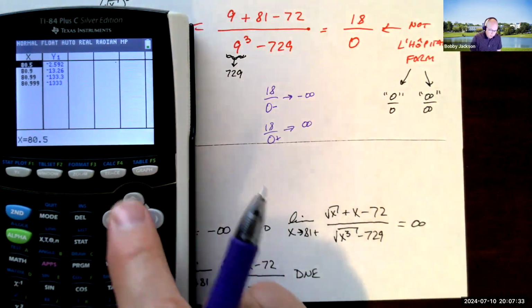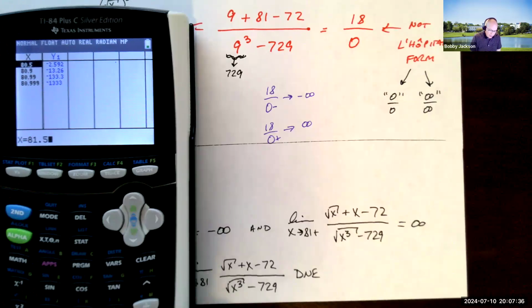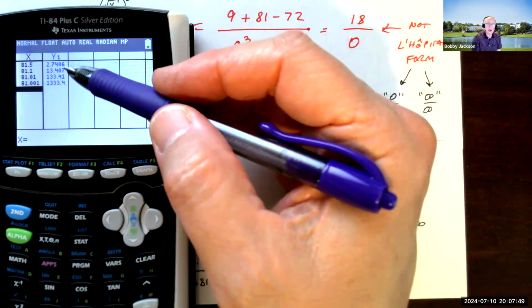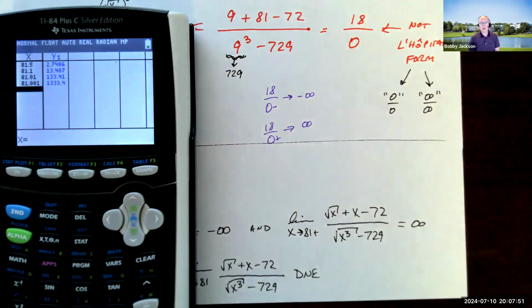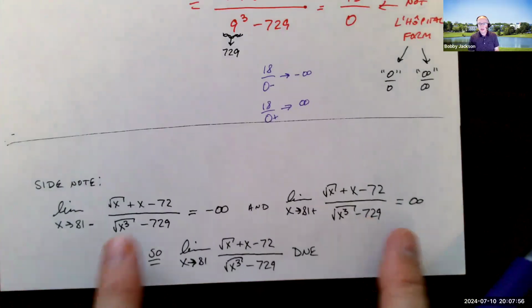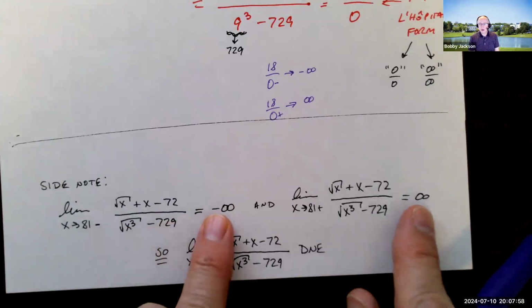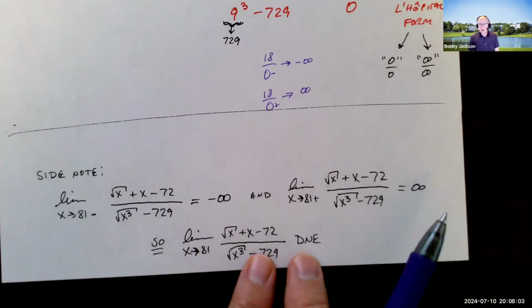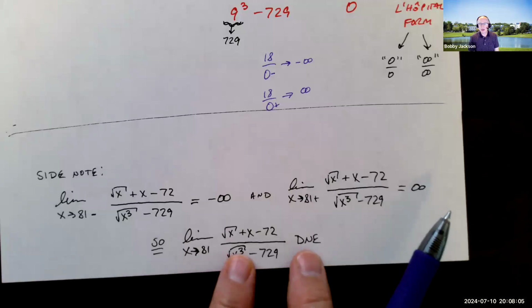Above 81 would be like 81 and a half. 81.1, that's above 81, but closer. Can I get closer? 81.01, 81.001, and so on. And you can see the values are always positive, but they're blowing up. They're getting larger and larger in absolute value, so we're going to positive infinity. And I can write that way. Since the left limit and the right limit are not the same, they're not both infinity or both minus infinity, here we would say the limit as x approaches 81 of this does not exist.